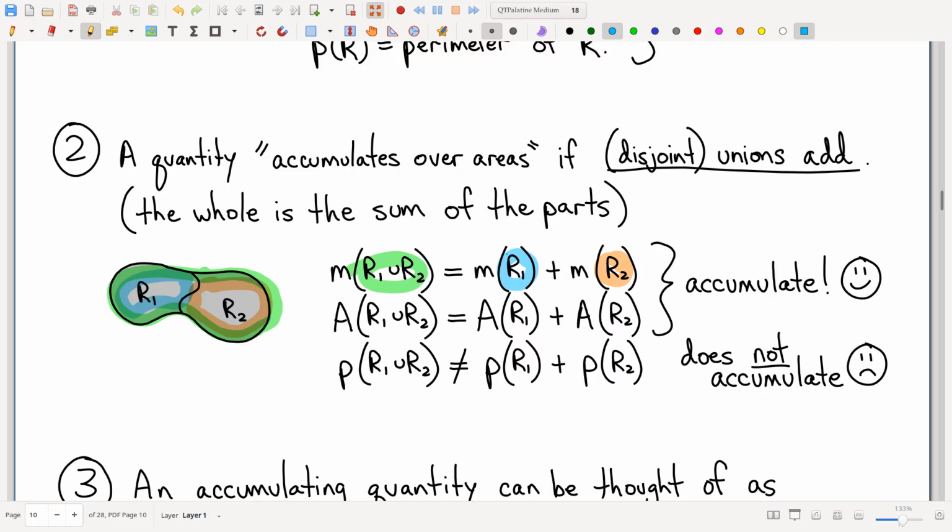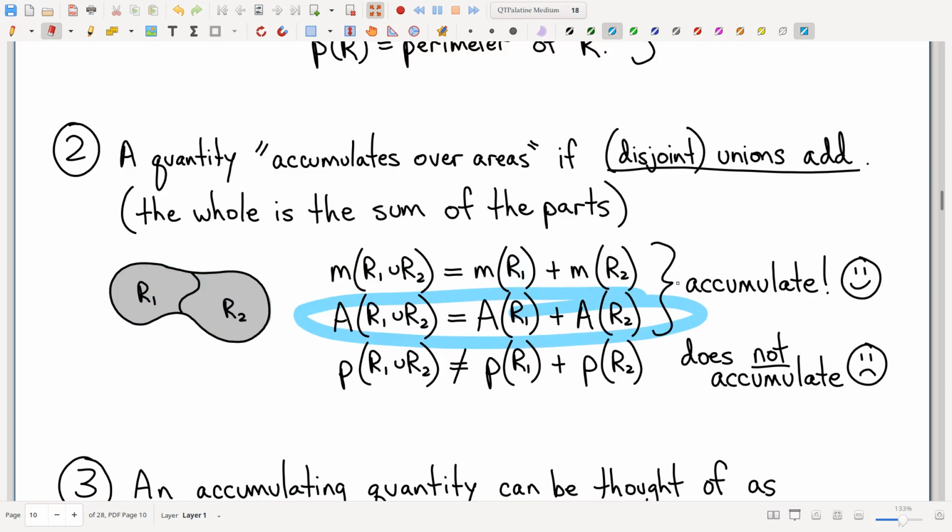That's how mass works. I hope that's intuitively satisfying. Population, likewise. If we were to look at some region of land and ask, how many people live over here? How many people live over there? Add those up, and you get the number of people that live in the whole. So accumulating quantities are an important idea. Areas accumulate. Again, pretty clear. But I like to point out an important example here.